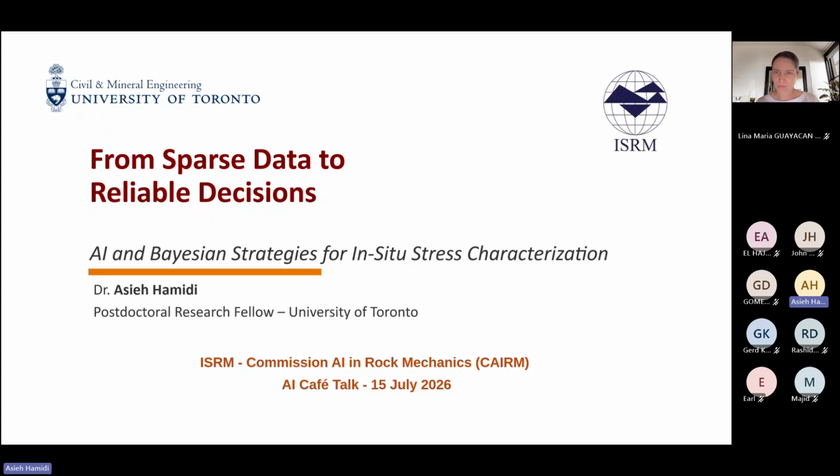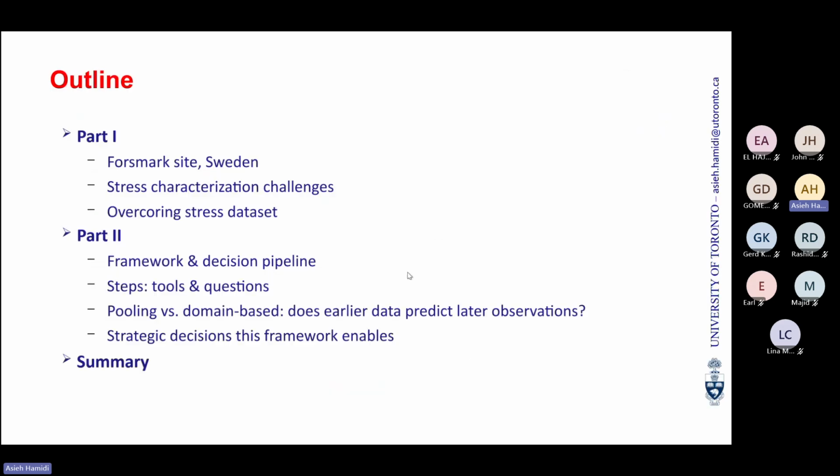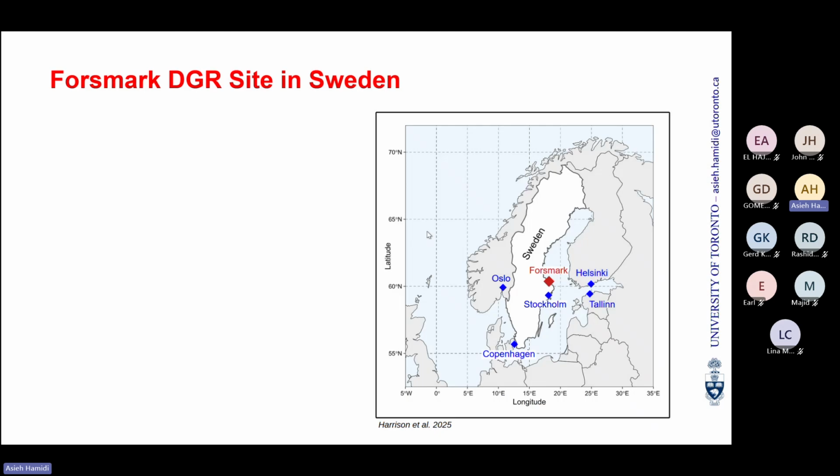I'm going to discuss the title that I'm proposing: from sparse data to reliable decision. From this title, I'd like to start with the material I'm covering in this webinar. I categorize it in two main parts: giving you a background on the site and the data set that I'd like to work on applying the framework. And in part two, we'll delve into more detail about the framework. Then I'll summarize. Part one starts with the location.